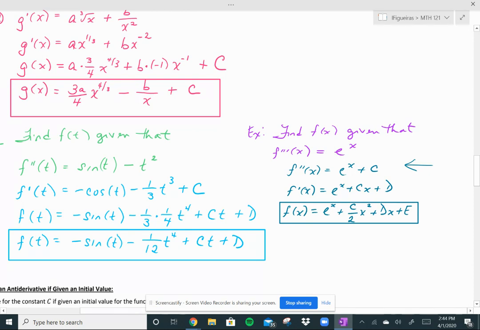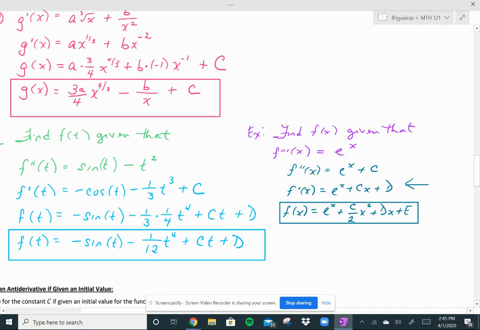So f double prime of x is e to the x plus c. Remember, the antiderivative of e to the x is just itself. Then you have to take the antiderivative of f double prime to get f prime. So that's e to the x plus cx plus d.